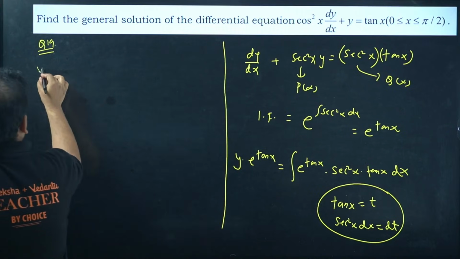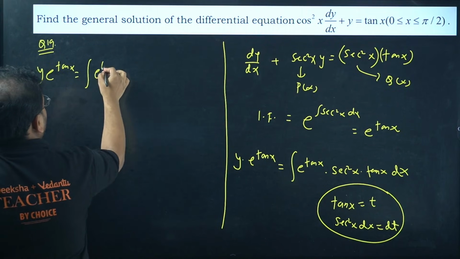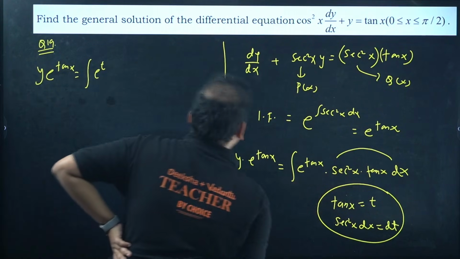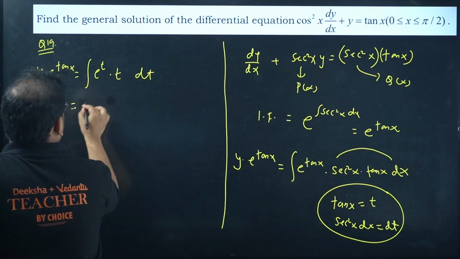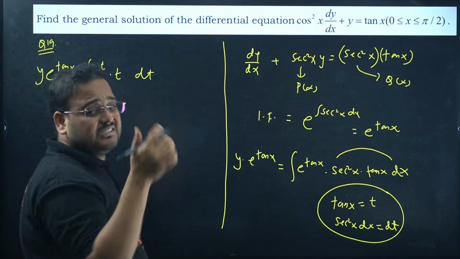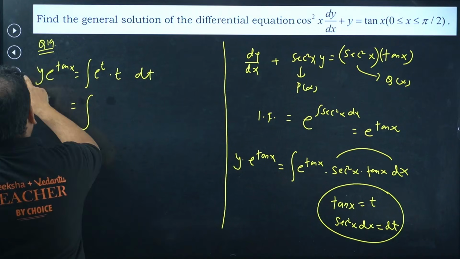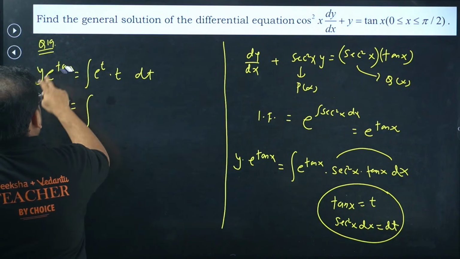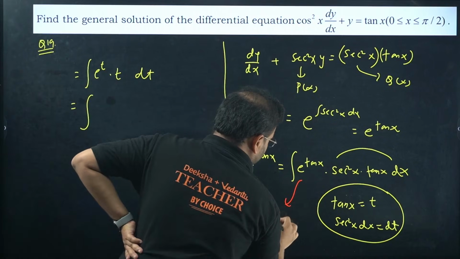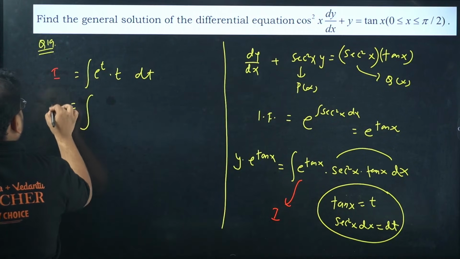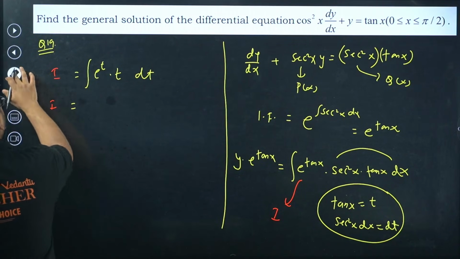You have y e power tan x as it is on the left, and on the right, this and this will become dt, and t will be tan x. So e power t into t dt. You don't have to change the LHS. You can simply integrate the RHS separately and then use it together as an equation. Simply write this as integration I. For the integral of e power t times t dt, we can apply integration by parts.